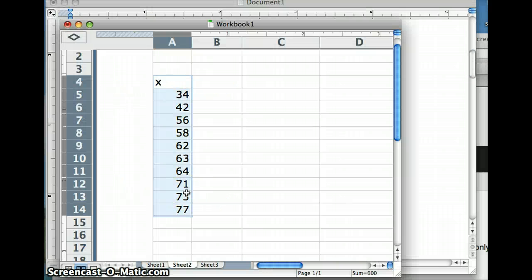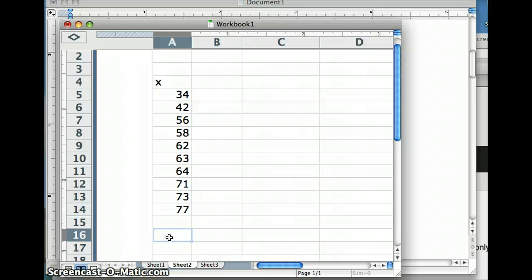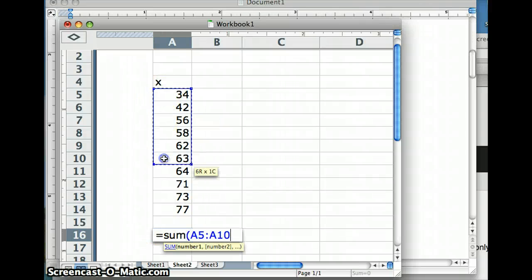So I've taken a collection of numbers and I've put them in an Excel spreadsheet. You'll notice the smallest number is 34 and the highest number is 77. Can we get the mean for that data set, the average? Well, certainly we could add them all up and divide by the number that we have in the set: 1, 2, 3, 4, 5, 6, 7, 8, 9, 10.